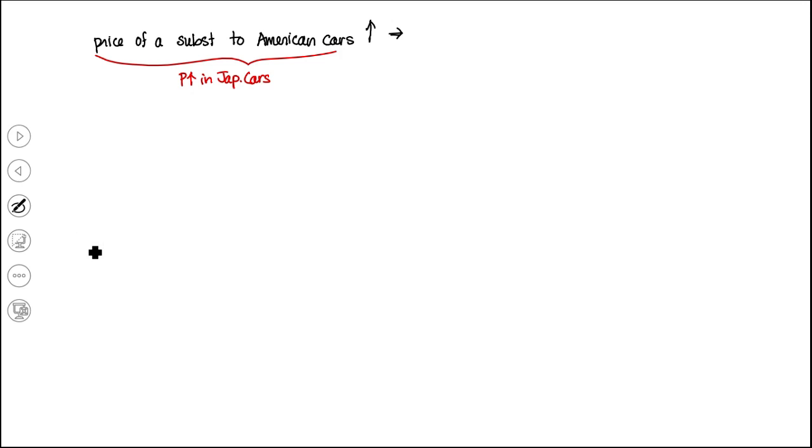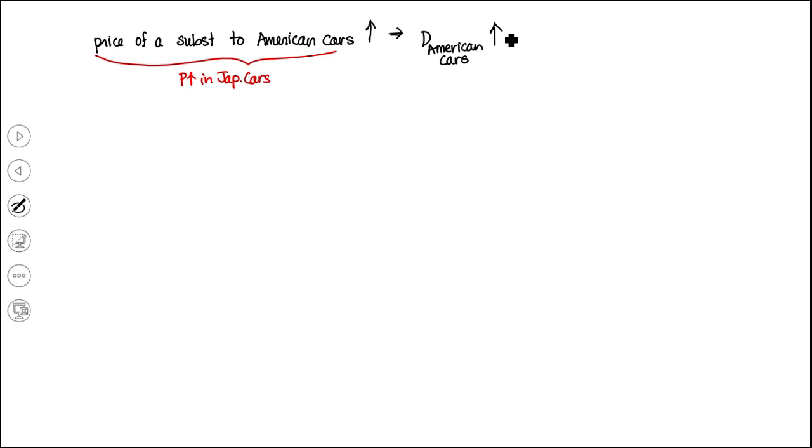So is this a supply shift or a demand shift in American cars? Substitutes. Is that a demand shifter or a supply shifter? Demand shifter, right? So we know it's a demand shifter. So demand for American cars is going to do what? When the substitute gets more expensive, demand does what? When Coke gets more expensive, demand for Pepsi does what? If Coke gets more expensive, demand for Pepsi goes which way? Up. Good. So demand for American cars goes up.